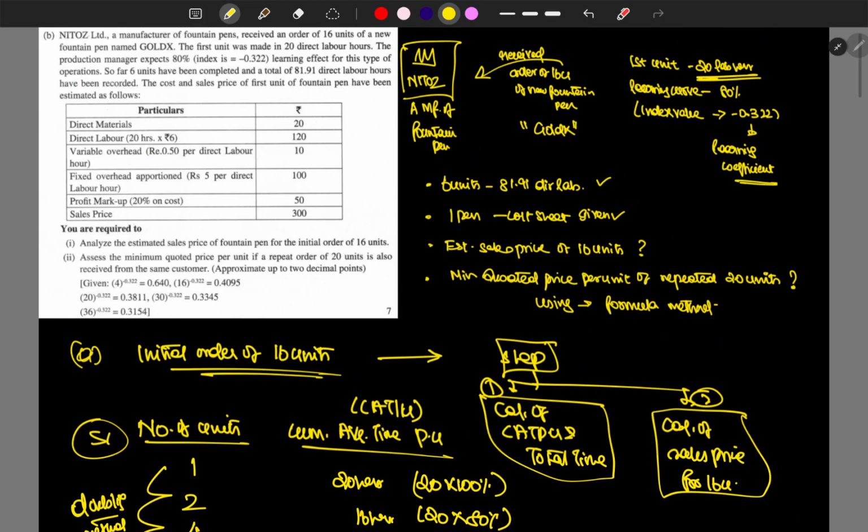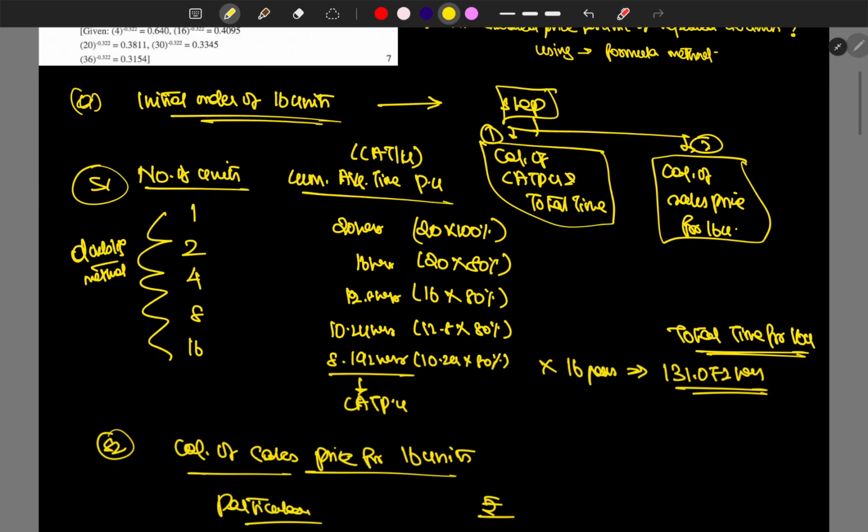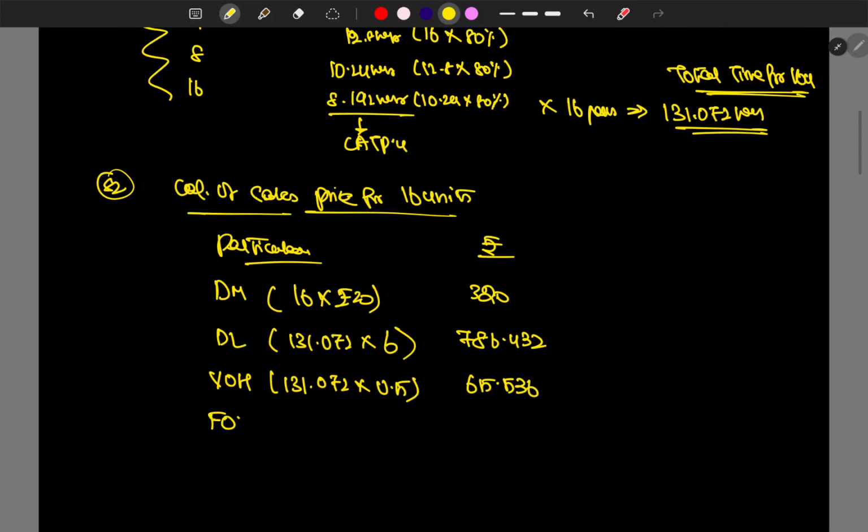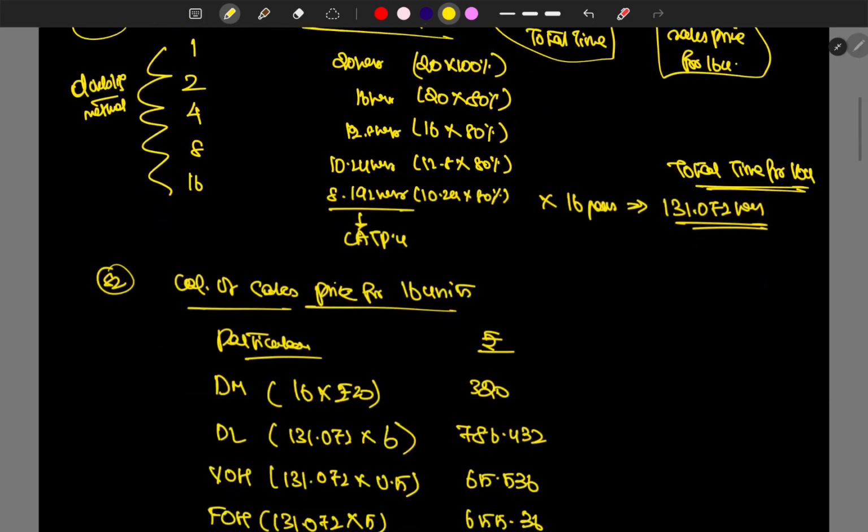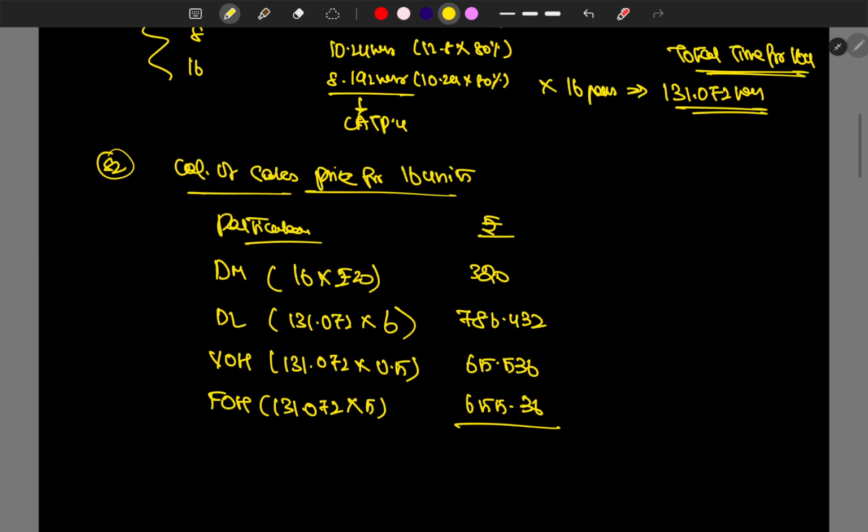131.072 into 0.5 is 65.536. Then fixed overhead is 5 rupees. 131.072 into 5 is 655.36. Then that's it, right? Now profit. So let's total it up.